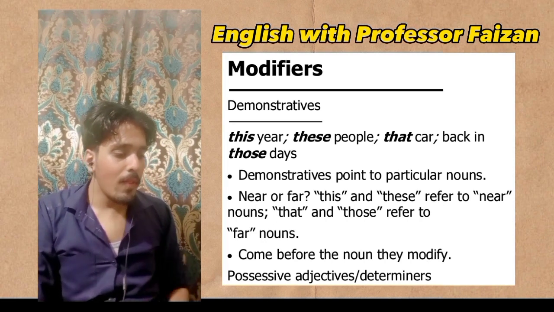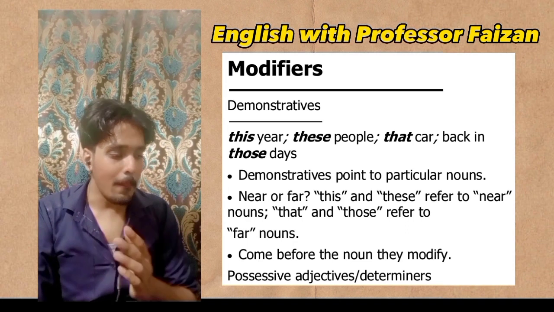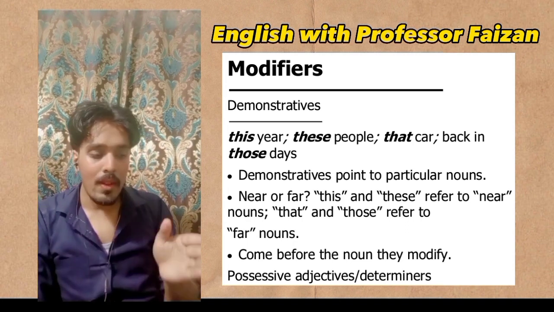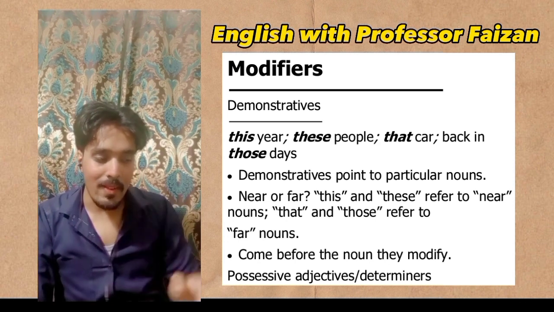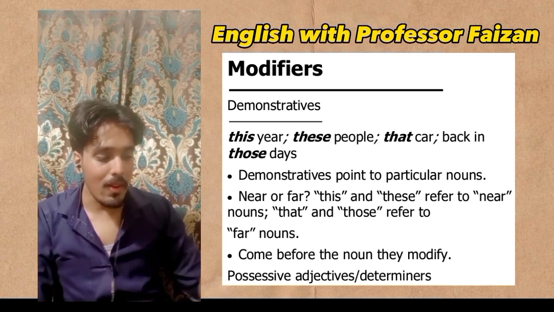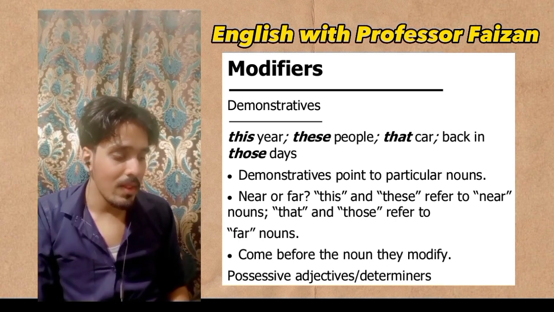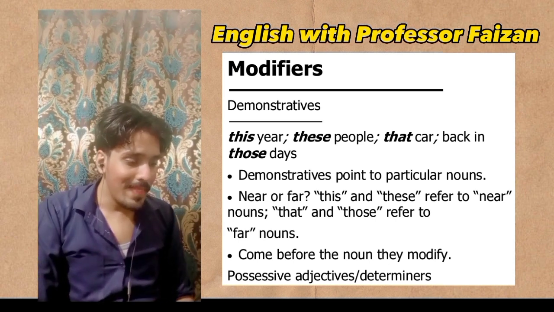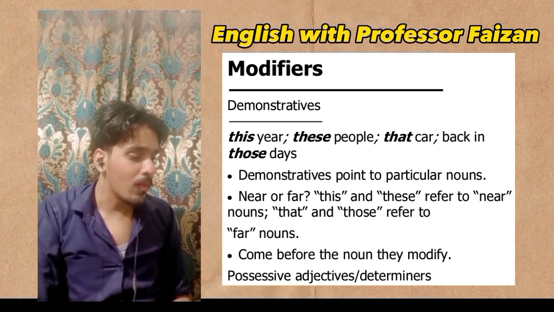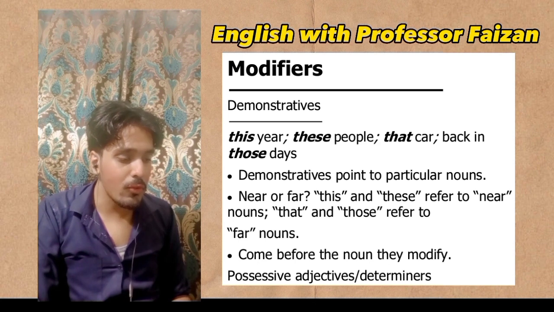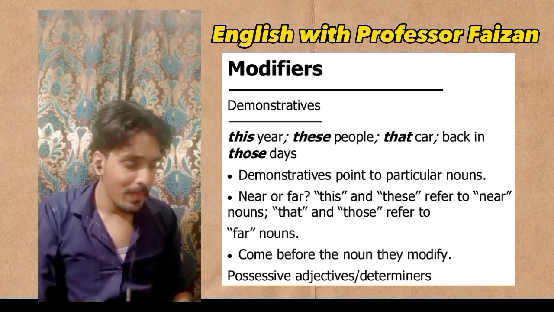Demonstrative modifiers: this year, these people, that car, back in those days. Here, it is clearly demonstrated. Demonstratives point to particular nouns, near or far. This and these refer to near nouns. That and those refer to far nouns. They come before the noun they modify.